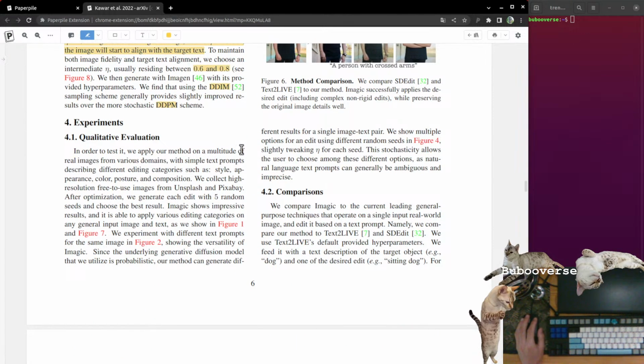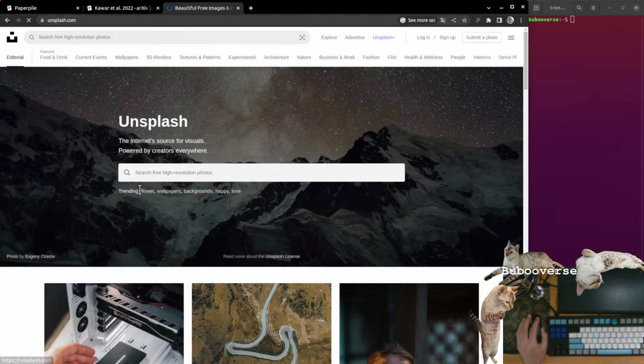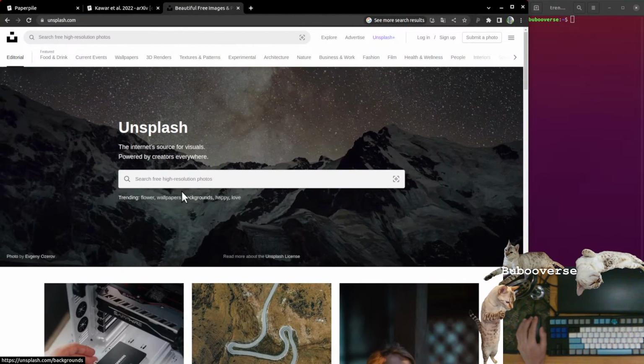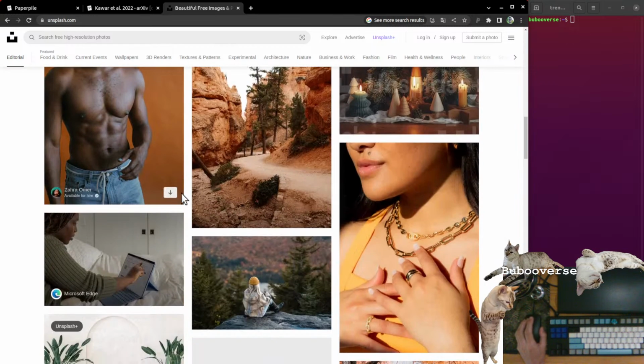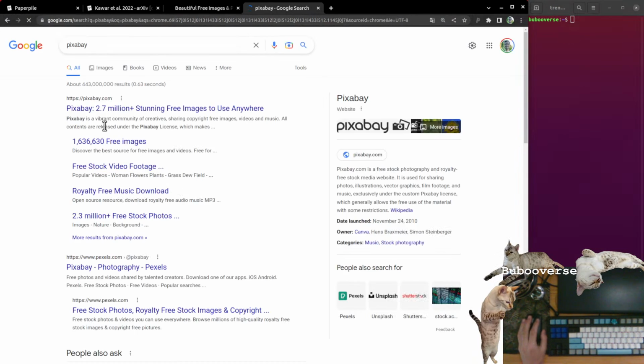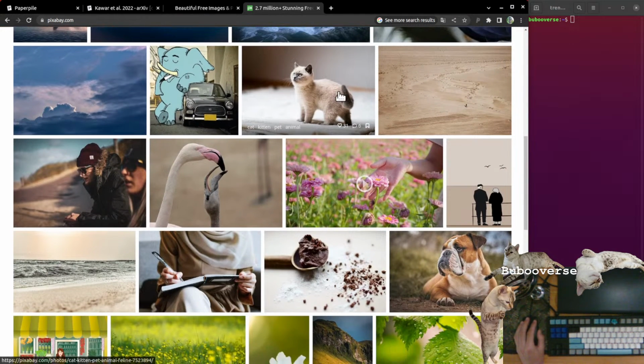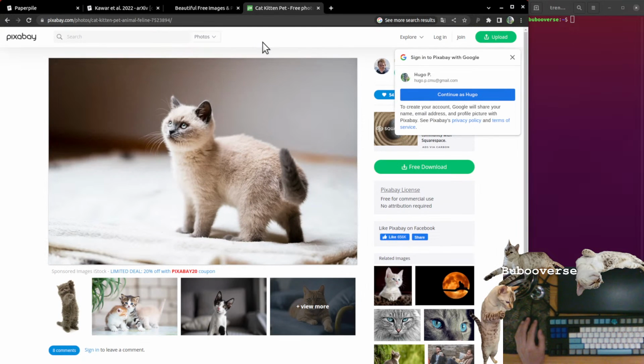In order to test it, we apply our method on a multitude of real images. Unsplash and Pixabay. Unsplash, just free high resolution images. What about Pixabay? 2.7 million free images. Look at this, you could get a little cat. Perfect.